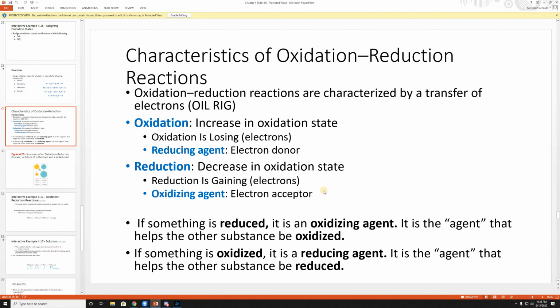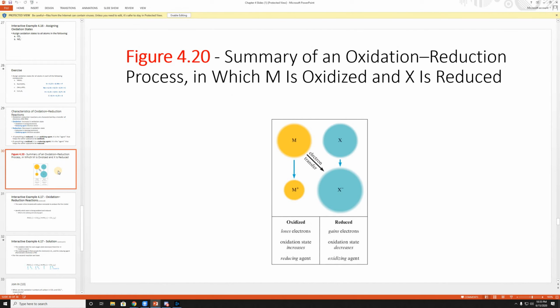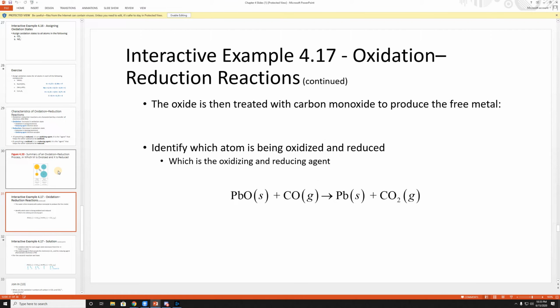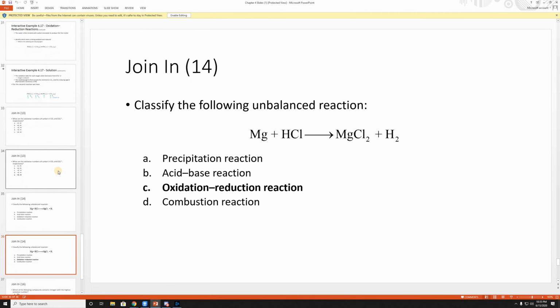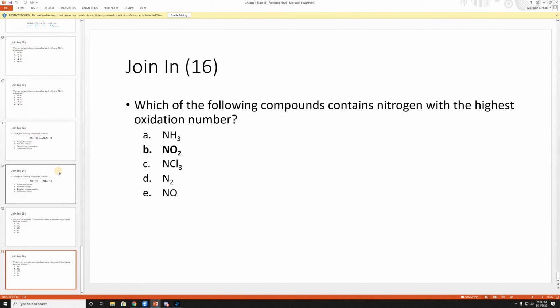Also, which one is the reducing agent, which one's the oxidizing agent, and also know OIL RIG, so what oxidation and reduction mean. Oxidation is losing electrons, reduction is gaining electrons. So that's very important to know. And know that one can't happen without the other. They both happen together. This is more of the same thing. And that's it for Chapter 4.